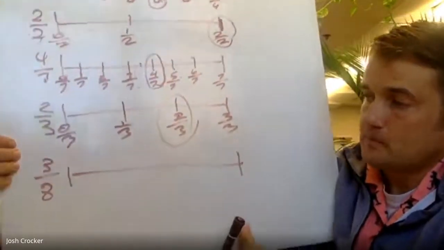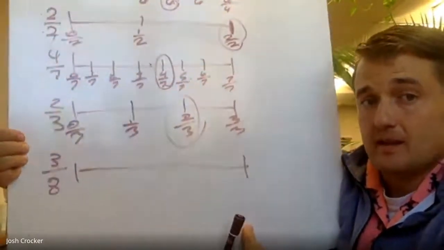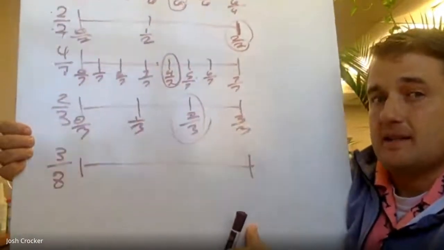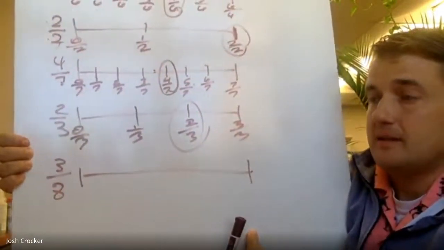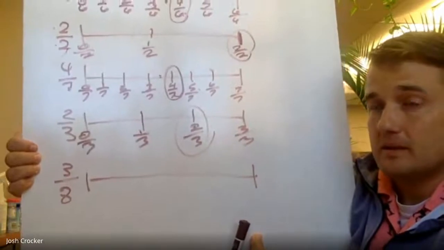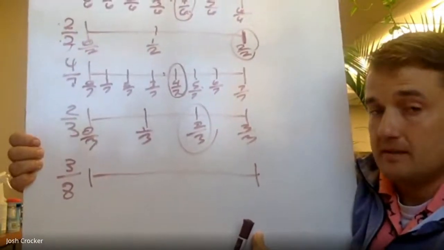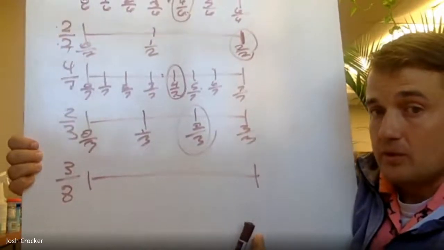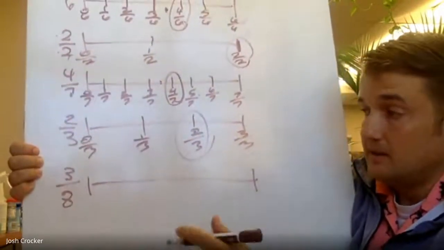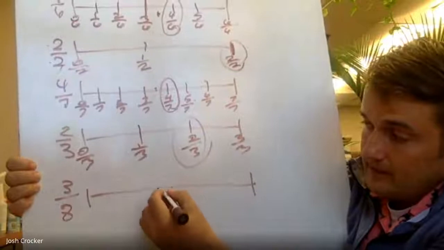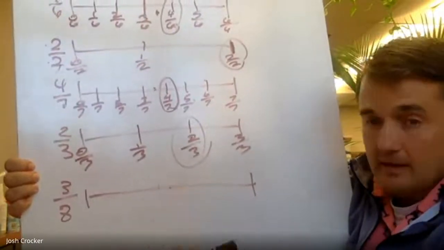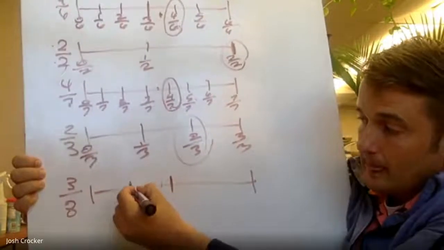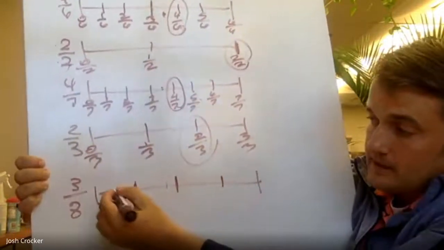Okay, last one, 3/8. So 3/8 is less than half, right? What's half of 8? Half of 8 would be 4, because 2 4s makes 8. So if I have 3, that's less than 4. So 3/8 is less than half. So if this is half, 3/8 is probably right about there.